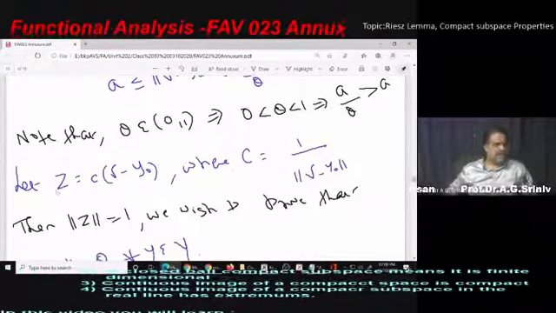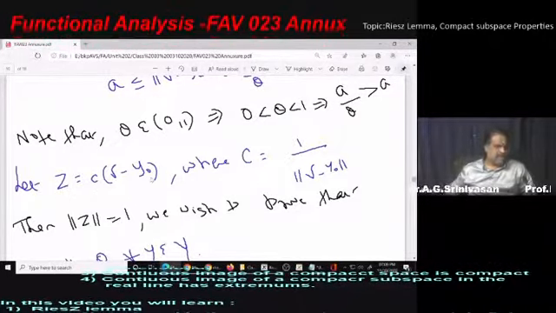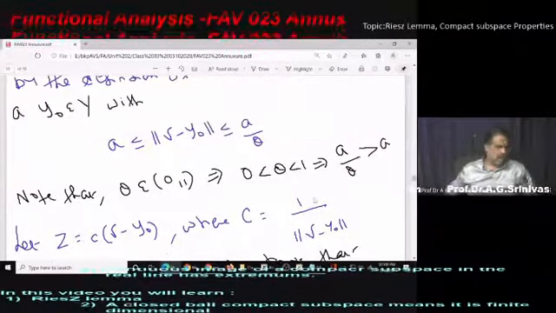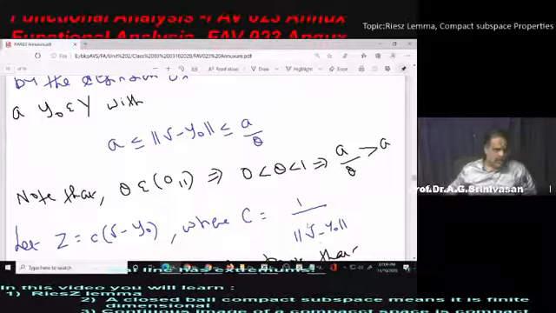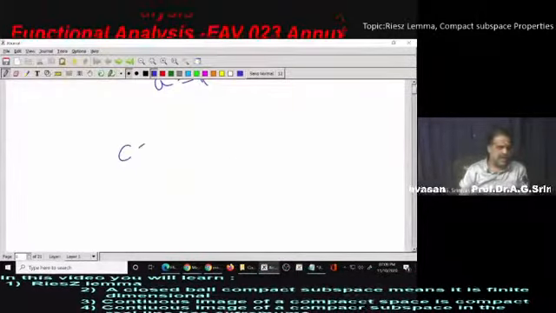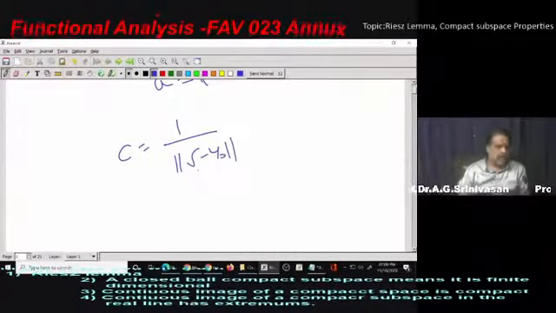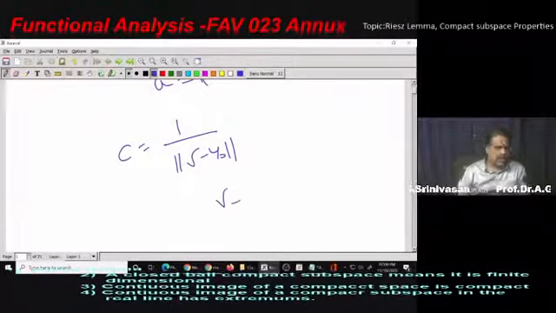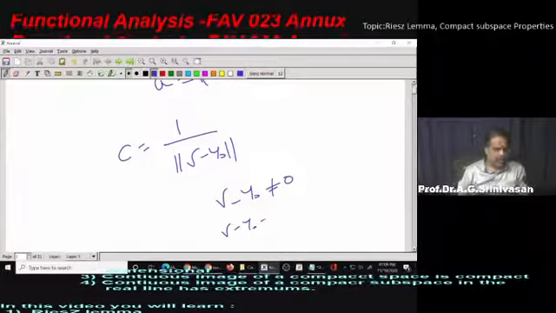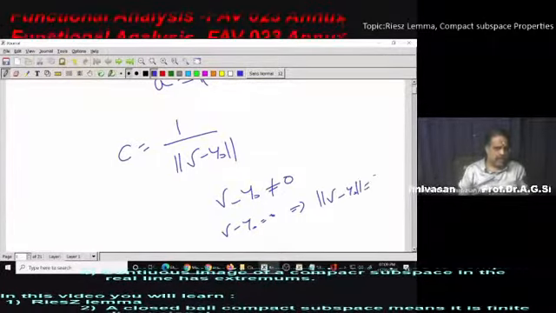Now define z equal to c times v minus y naught, where c is 1 by the norm of v minus y naught. Now this norm of v minus y naught, let's define that c. What is c? I'm just taking c to be 1 by norm v minus y naught. Now this v minus y naught cannot be 0, because if v minus y naught is 0, this means that norm v minus y naught will become 0.